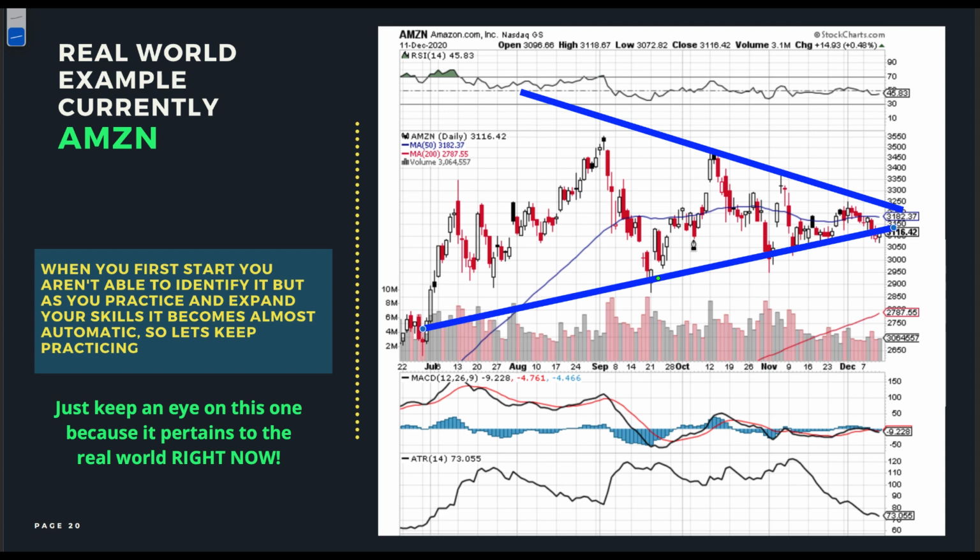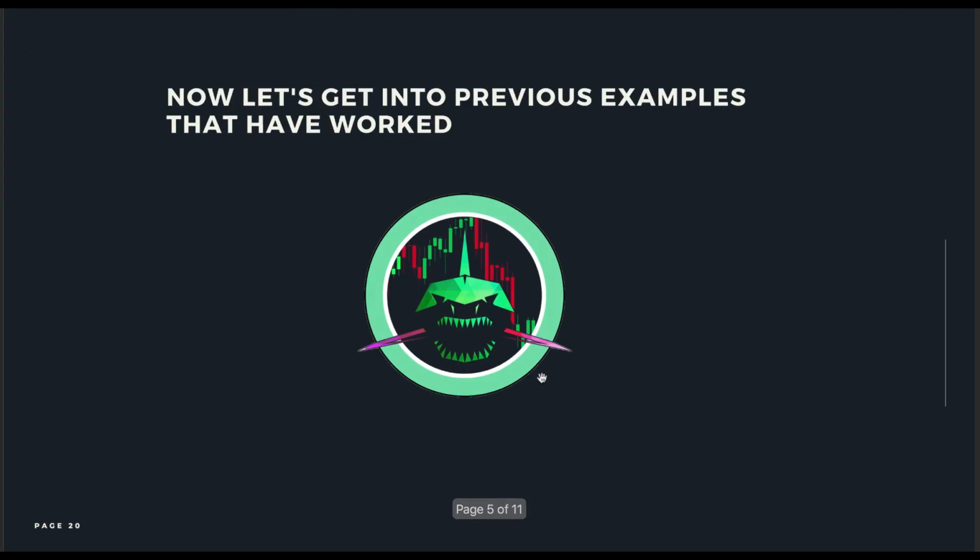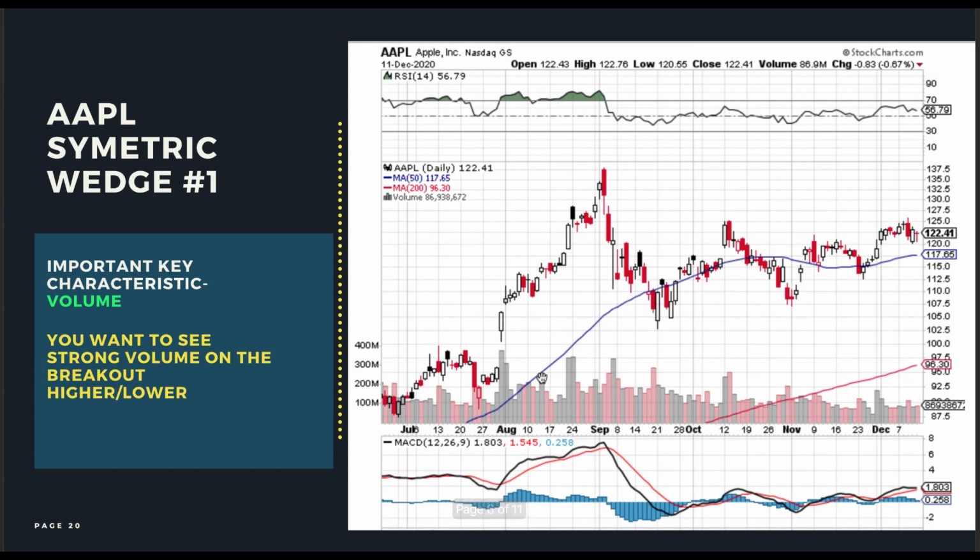the rest. So keep an eye on this symmetric wedge pattern we have. I know we still haven't gotten into actually identifying and making sure you understand how to trade them. So that's what we're about to go over. But I just want you to obviously keep this one in mind as we move forward. Okay, so let's get into some previous examples of how the symmetric triangle has worked. Some ones that we've traded, some ones that have been highly effective.